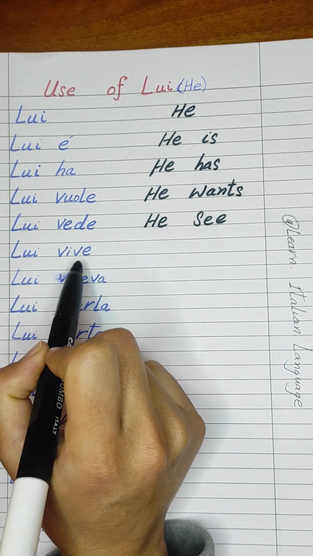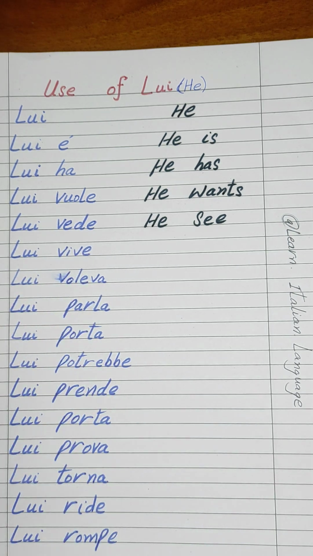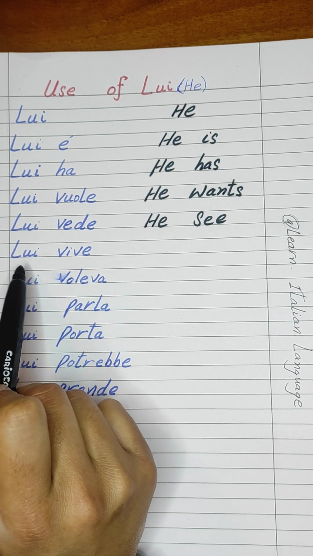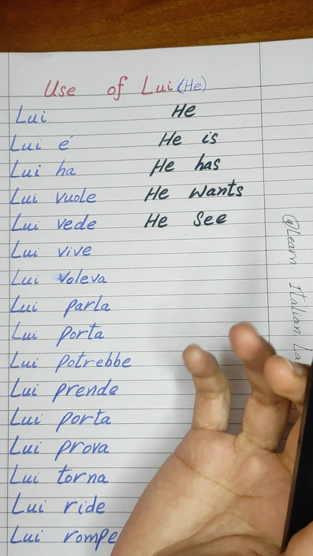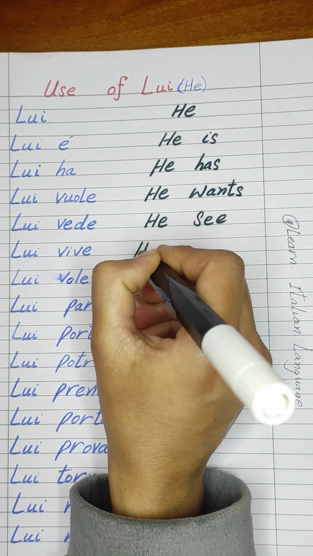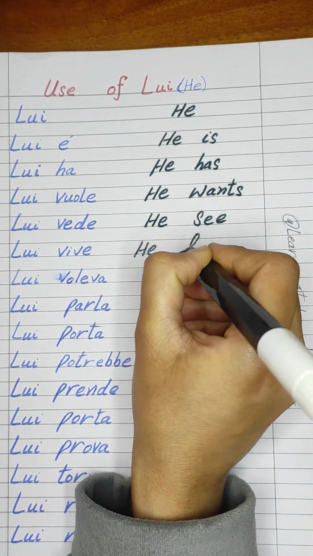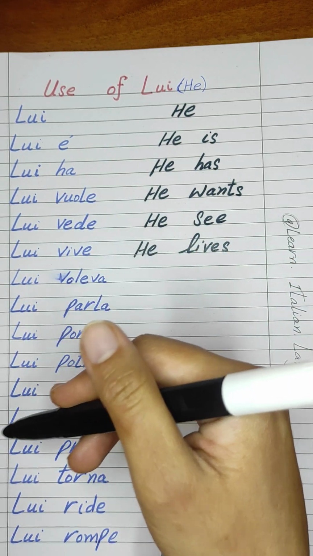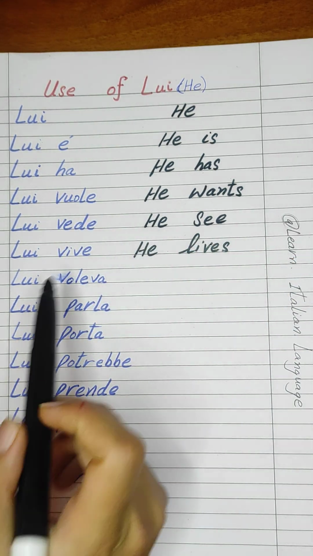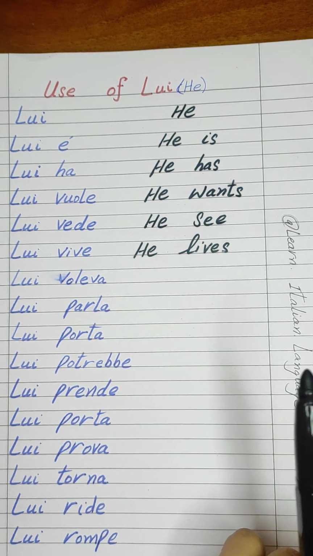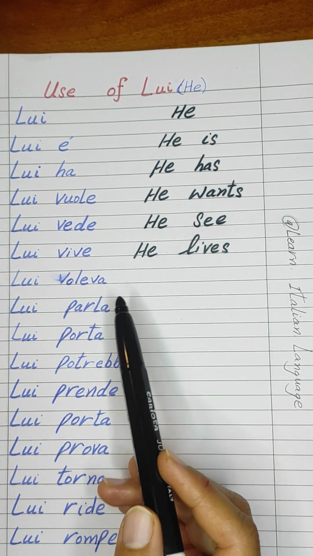Next is lui vive. Vive comes from vivere. Vivere means to live. Lui vive, he lives. Lui vive in Italia, he lives in Italy. By knowing these verbs, we can make a long sentence. Lui vive in Italia, he lives in Italy.